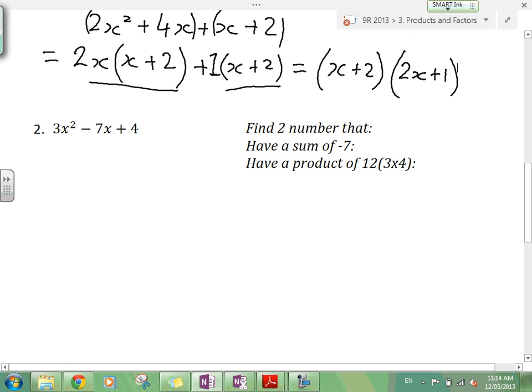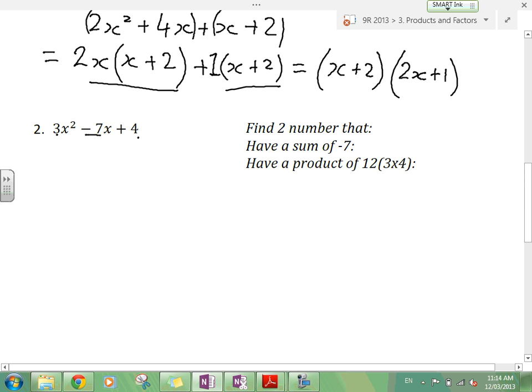Let's go through 3x squared minus 7x plus 4. So we need to find two numbers. We're looking for two numbers that have a sum of minus 7 and have a product of 12. And the 12 comes from 3 times 4. Okay? So a product of positive 12, and a sum of minus 7.